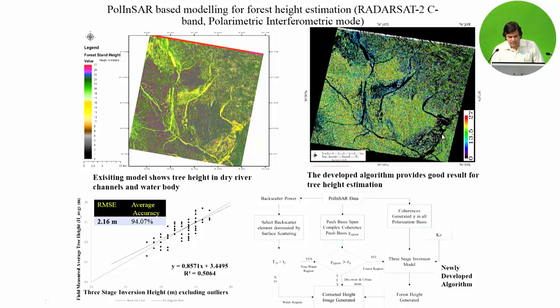Similarly, this is the water body from the Ganga river. Here for this water body also we are getting zero height, and this is one algorithm developed in our center. This is an example of a newly developed algorithm. The potential of the algorithm was tested with the field data set, and we got very good accuracy. Error in the tree height estimation was approximately 2.16 meters, and the average accuracy was approximately 94%. This technique may also be used for operational works.